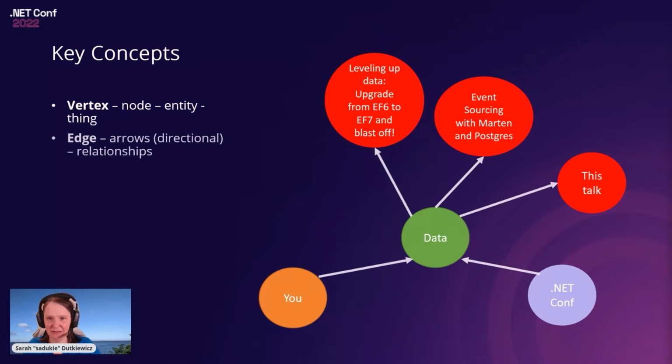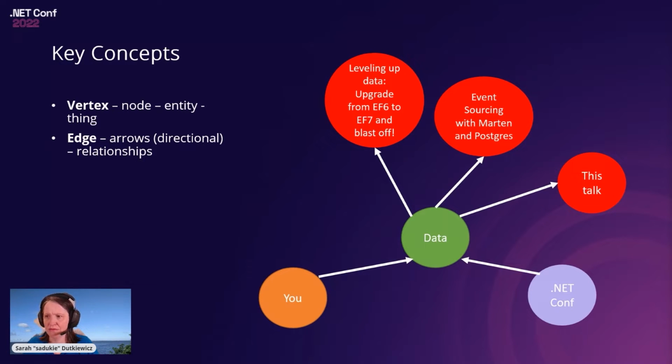Next, the edges. These are the relationships. These are the arrows. The direction matters for Azure Cosmos DB. In some graph engines the direction doesn't matter, but for what we're looking at today, the direction does matter. With the edges, think of them as relationships. Now, looking at this picture by itself, you're probably thinking, well, this doesn't make sense. Talk to data, .NET Conf to data, data to these. What kind of relationships are we looking at here?